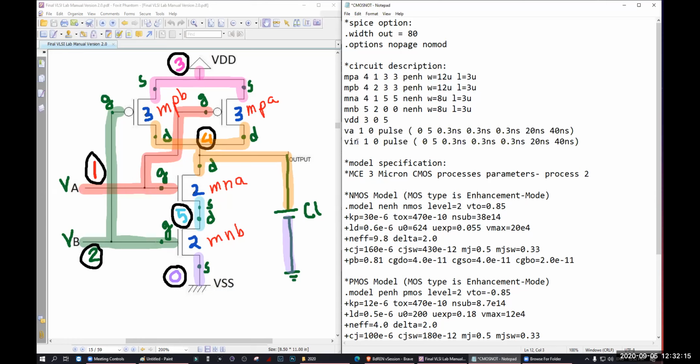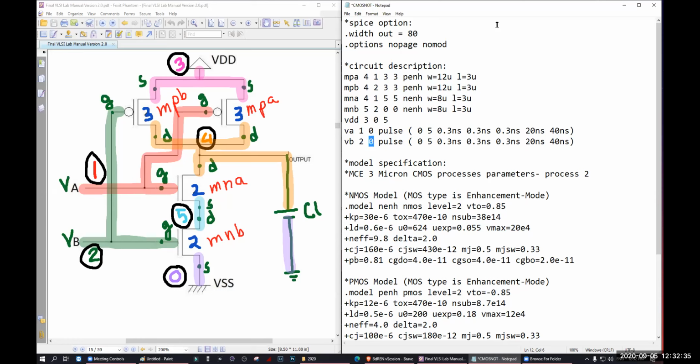VA and VB. So VA is connected where? Gate 1. No, number 1, right? Yes, number 1. And VB is connected where? Number 2. And the other pin is connected to ground. That's why it is written. This one is also pulse. This one is also pulse.